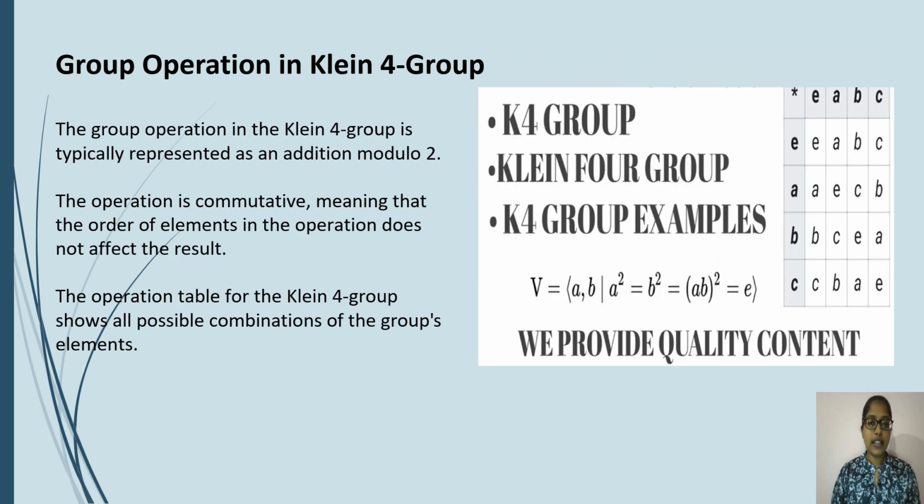Group operation in the Klein-4 group. The group operation in the Klein-4 group is typically represented as addition modulo 2. The operation is commutative, meaning that the order of elements in the operation does not affect the result. The operation table for the Klein-4 group shows all possible combinations of the group's elements.